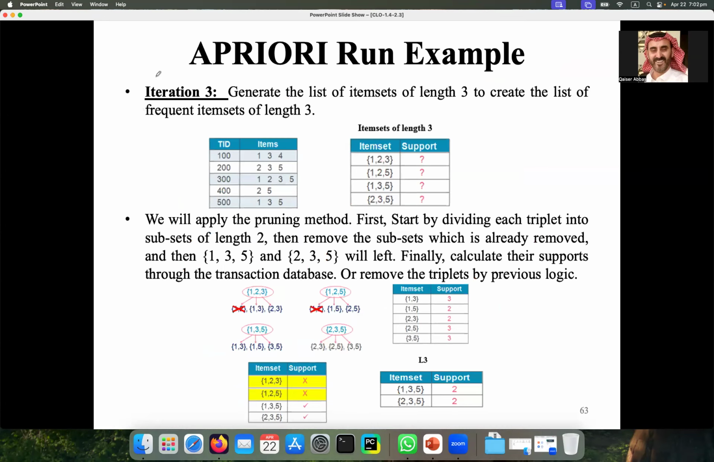Iteration 3. Again, I copied the data set again.